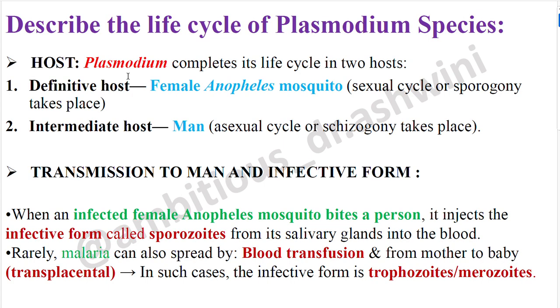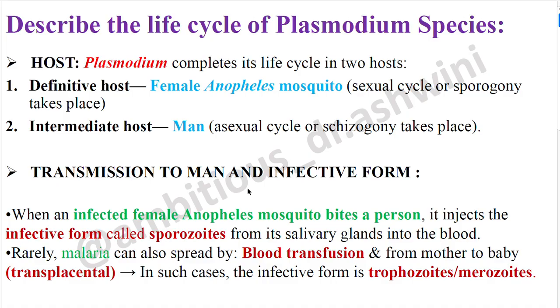So Plasmodium completes its life cycle in two hosts. The hosts are: definitive host, that is female Anopheles mosquito, in which the sexual cycle or sporogony takes place. Second one, intermediate host, man. Man is the intermediate host, in which the asexual cycle or schizogony takes place.